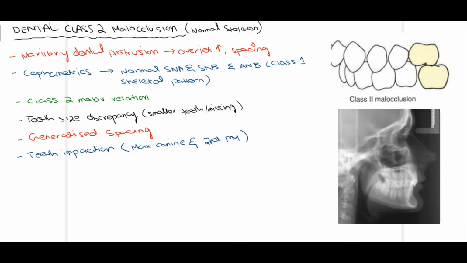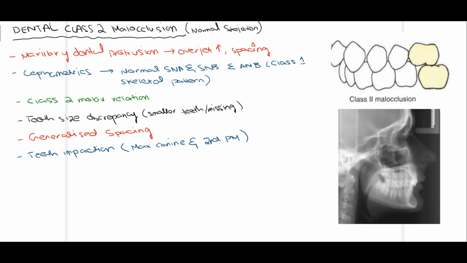If you look at cephalometrics, you will find that the SNA, which measures the maxilla, whether protruded or retruded, will be normal. Same goes for SNB, which is to check the mandible, that will be normal. And when you check ANB, which tells you whether the patient is class 1, 2 or 3, that will come as class 1. That means that the maxilla and mandible both are normal. Something is wrong with the teeth.